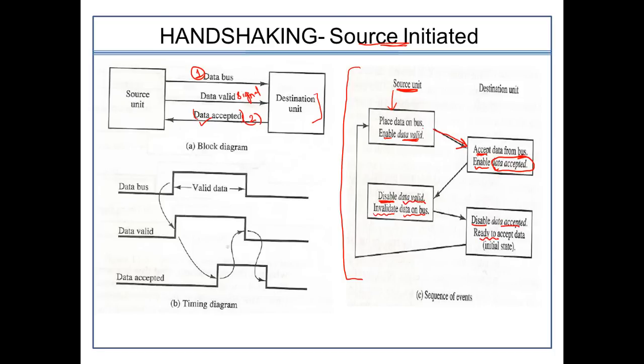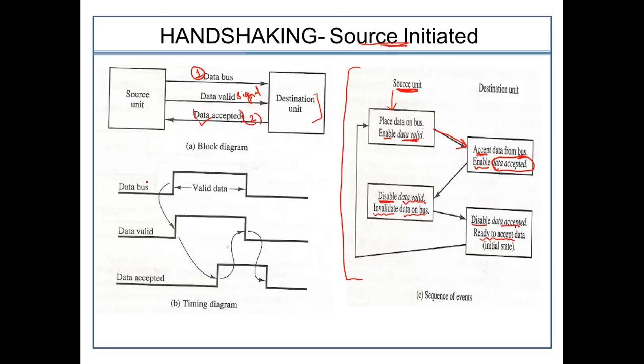It will again generate a new signal from the destination end, which we are going to learn in the next slide. It will enable the ready to accept data signal, again received by the source unit. So this is how the entire source initiated handshaking will work.